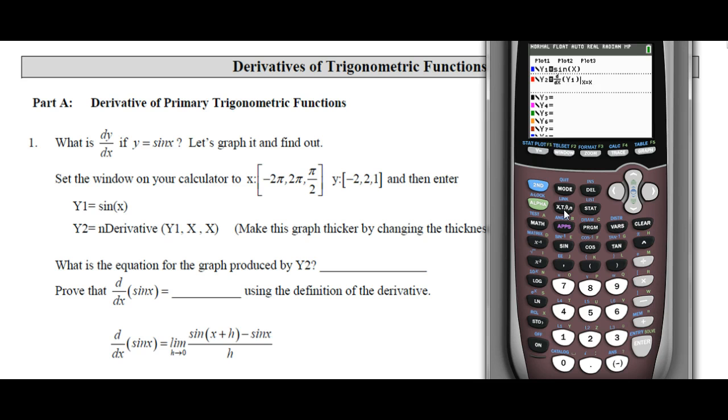Now we could evaluate the derivative at pi over 2 or at 2 or some other value, and then it would figure out a number, which would be the slope at that point. So your calculator does this kind of stuff. And then hit graph.